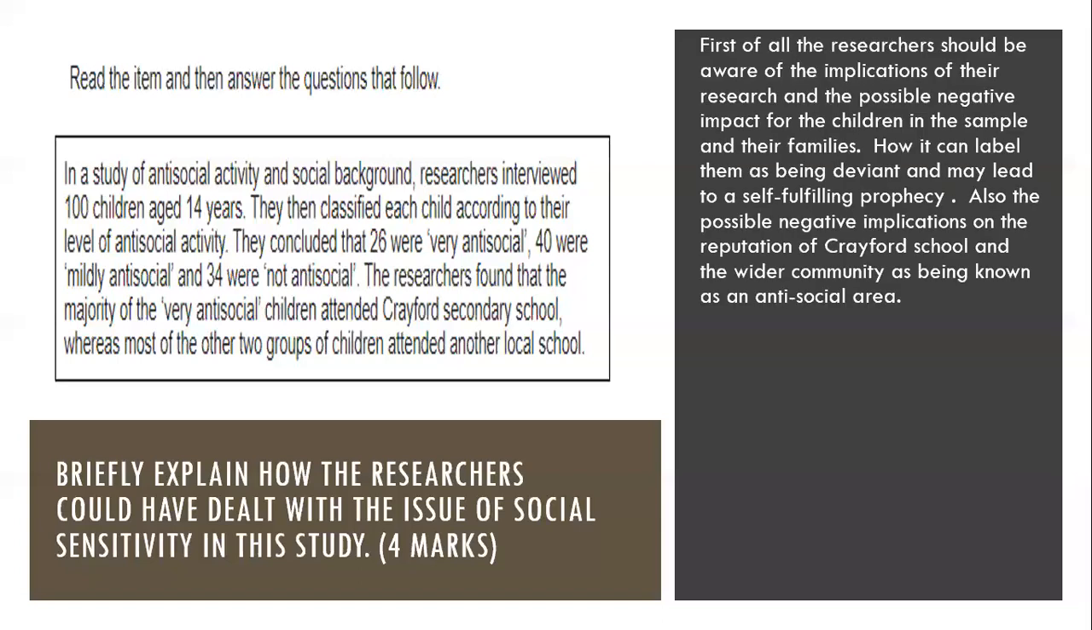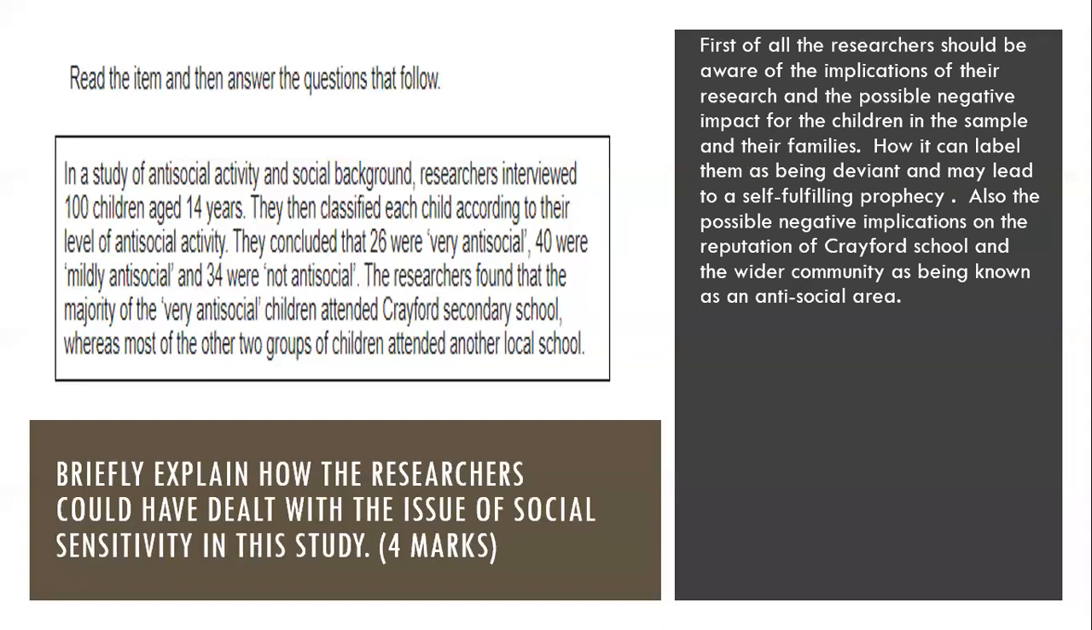So first of all, the researcher should be aware of the implications of the research and the positive and negative impact on the children in the sample and their families. How it can label them as being deviant and may lead to a self-fulfilling prophecy.